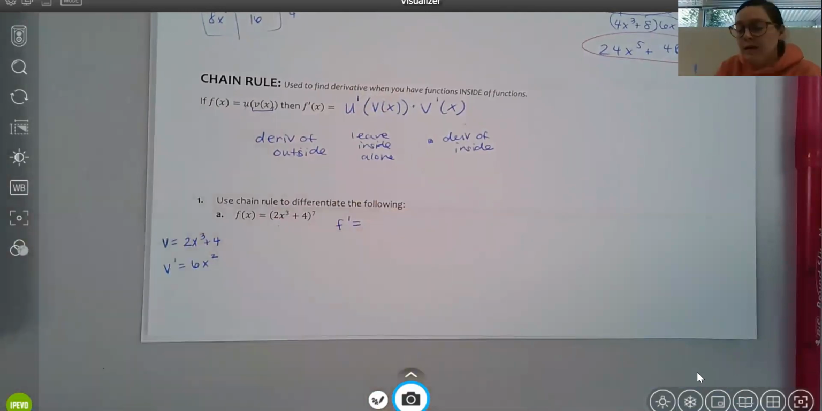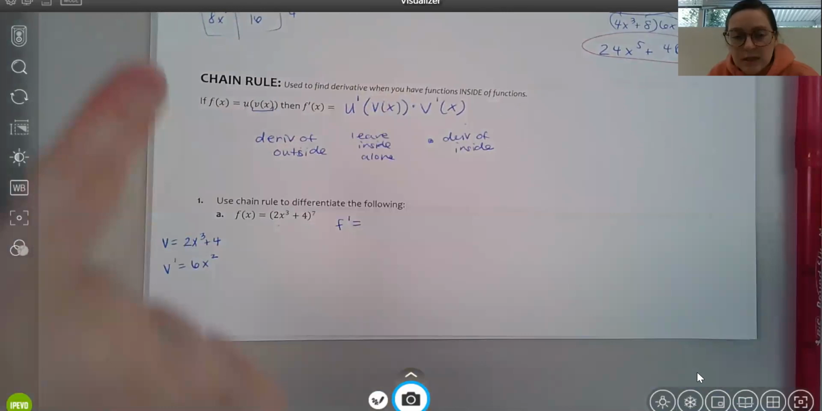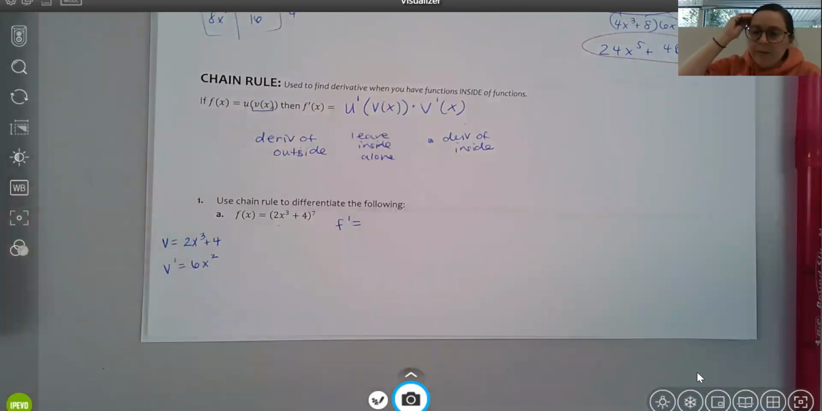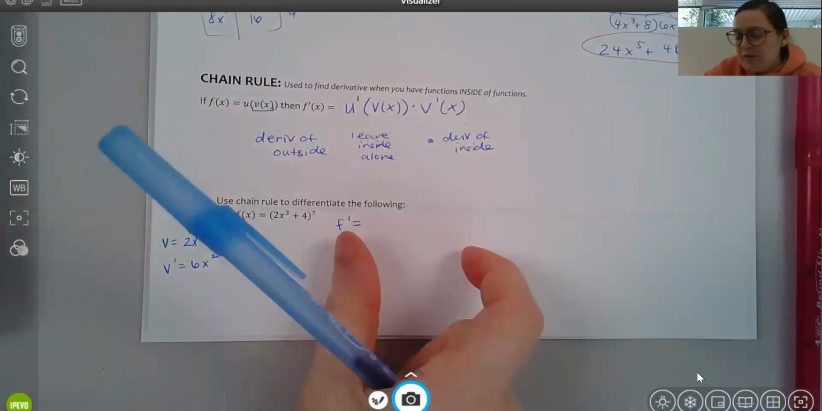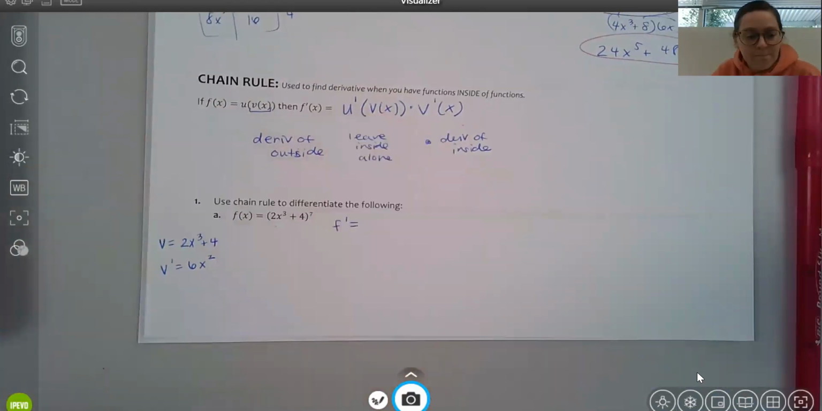Now, my outside function is different than the one we just did because now this is being raised to the 7th power, not the 2nd. So everyone just write the first part, the u prime of v part of our derivative.